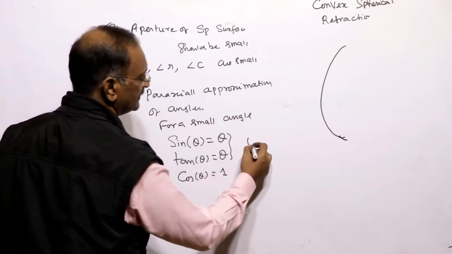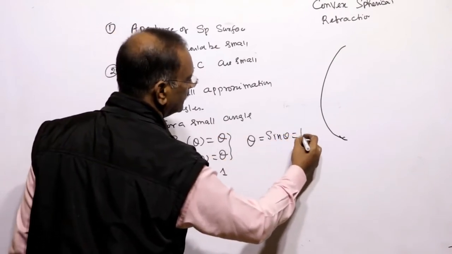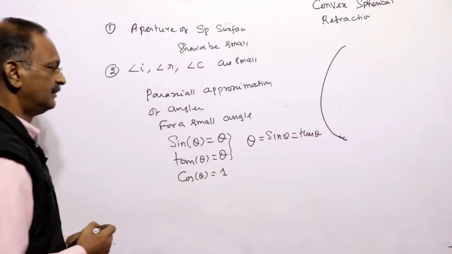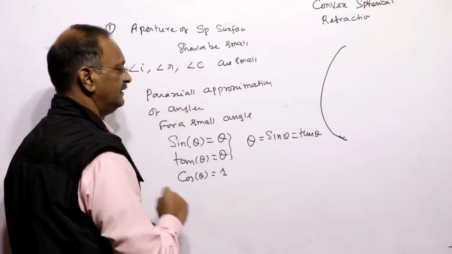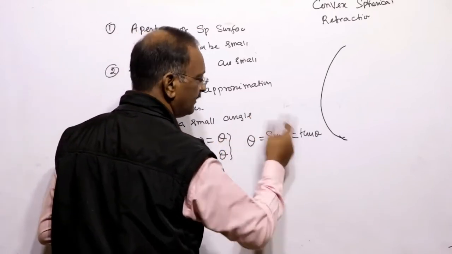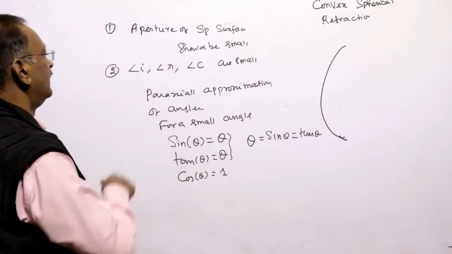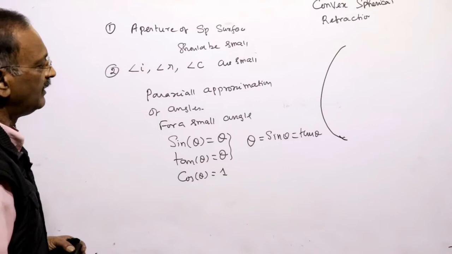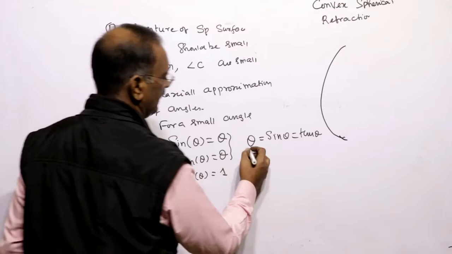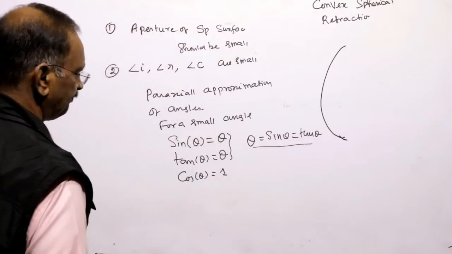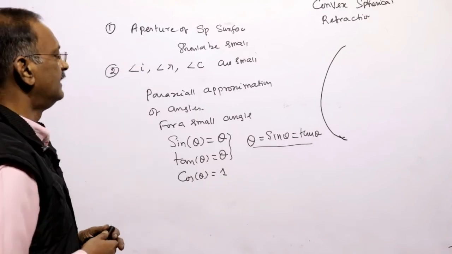Note, these both are the same. It means theta can be equivalent to sine theta, or theta can be equal to tan theta. So we can substitute either: in place of sine theta, we can substitute theta, in place of tan theta, we can substitute theta, and in reverse is also possible. That is called the paraxial approximation, used if the angles of incidence and refraction are small. This is for a small aperture.